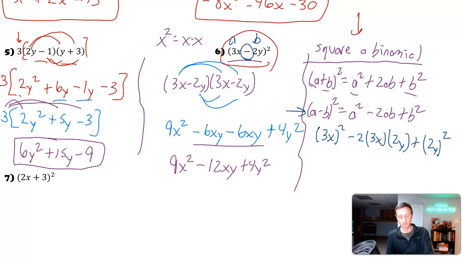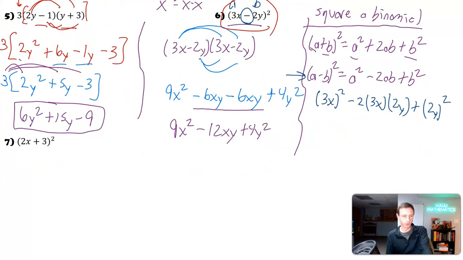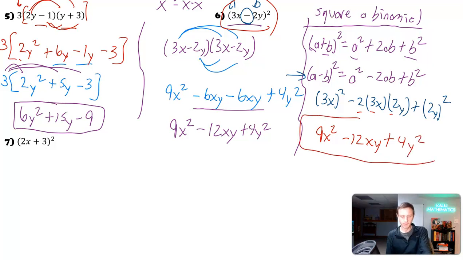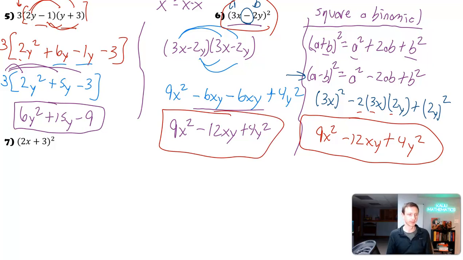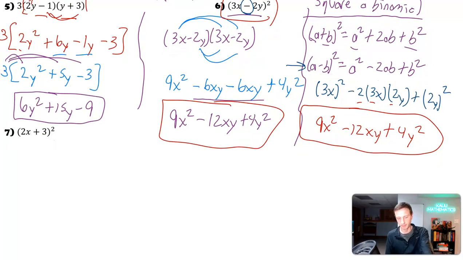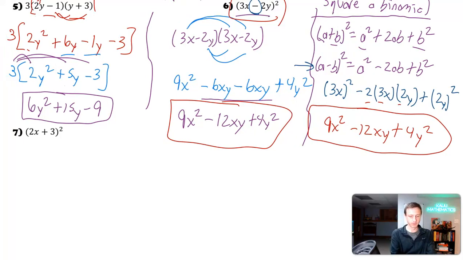So let me finish this up. 3x squared is going to be 9x squared, because 3 times 3 is 9, x times x is x squared. Then in the middle we have 2 times 3, which is 6, times 2, which is 12. So minus 12xy, plus 2y squared is 2 times 2, which is 4. Y times y is y squared. You get the exact same thing. Way more work, personally. I just think it's way more work. Do whatever you want, I don't care. But that's squaring a binomial.